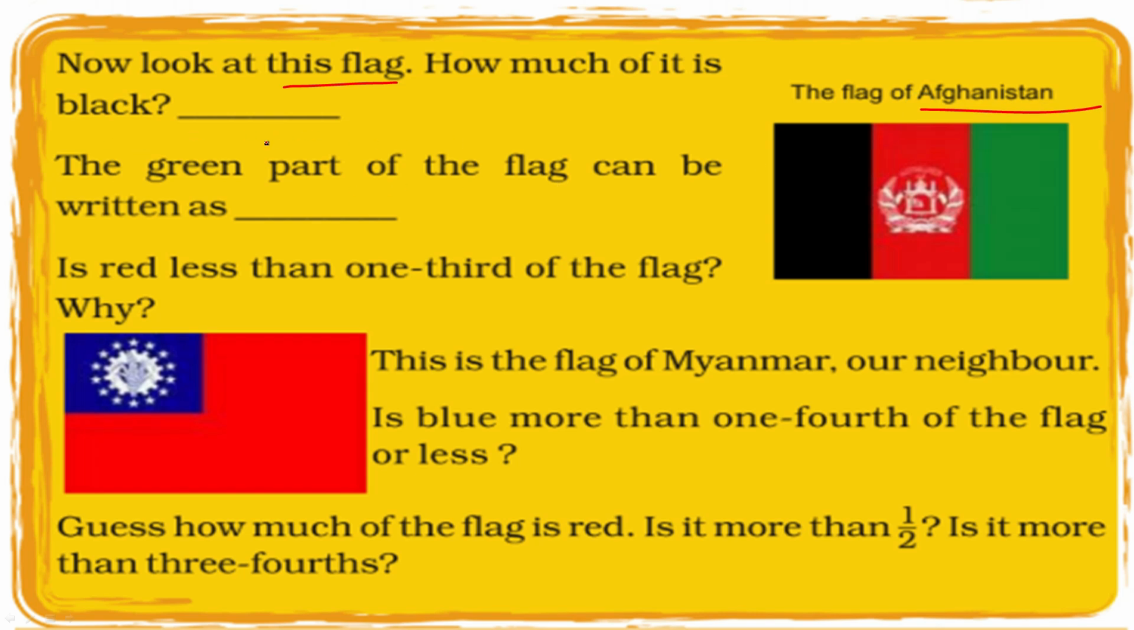Now how much of the flag is black color in the Afghanistan flag? It is 1/3, because the flag is divided into 3 equal parts. 1, 2, 3. Black is 1/3. The green part of the flag is also 1/3 of the flag. Is red less than 1/3 of the flag? Of course, there is an emblem in the middle of the flag, so it is definitely less than 1/3.